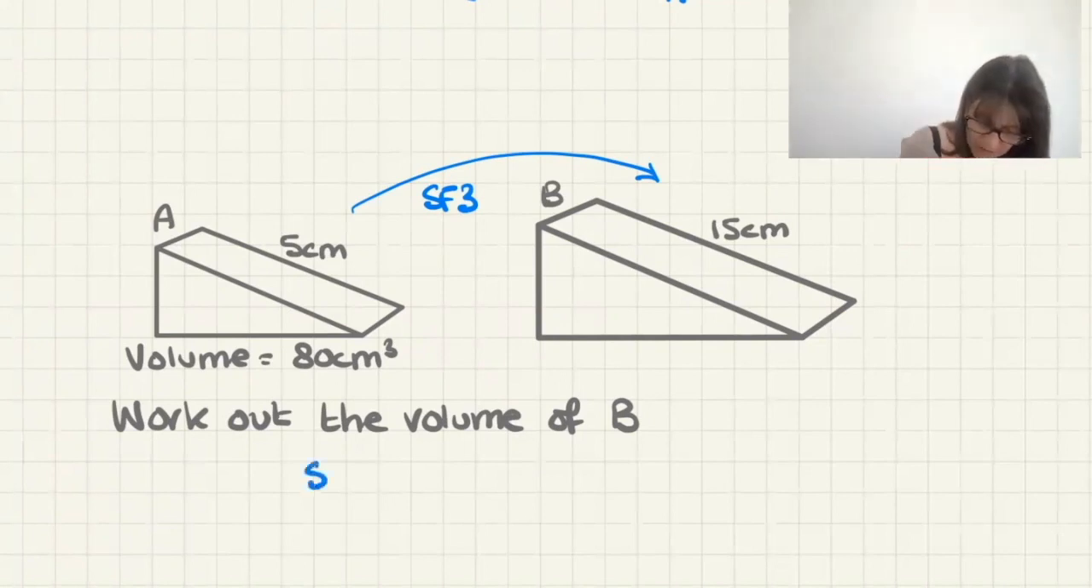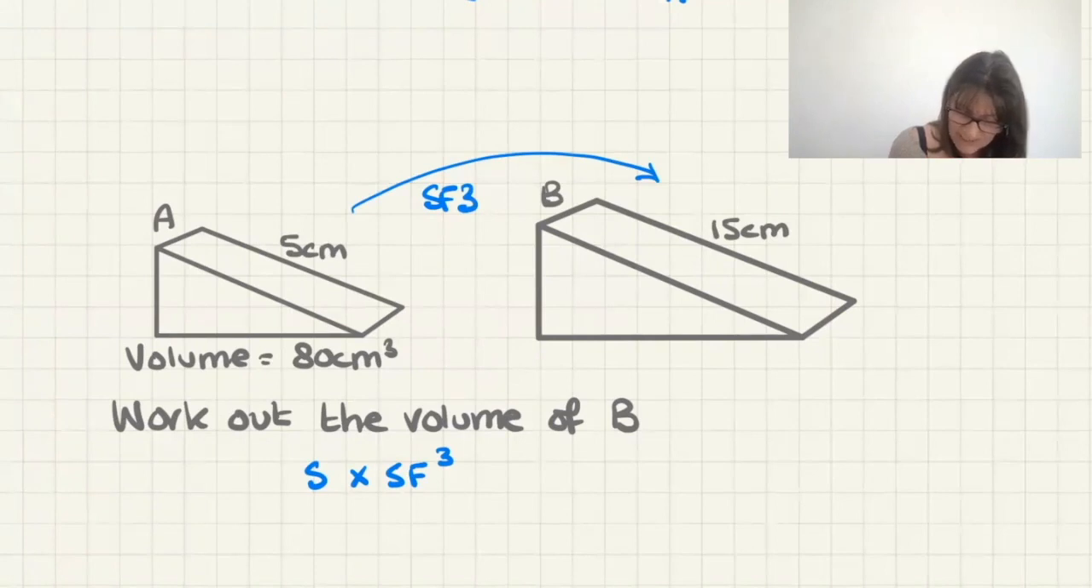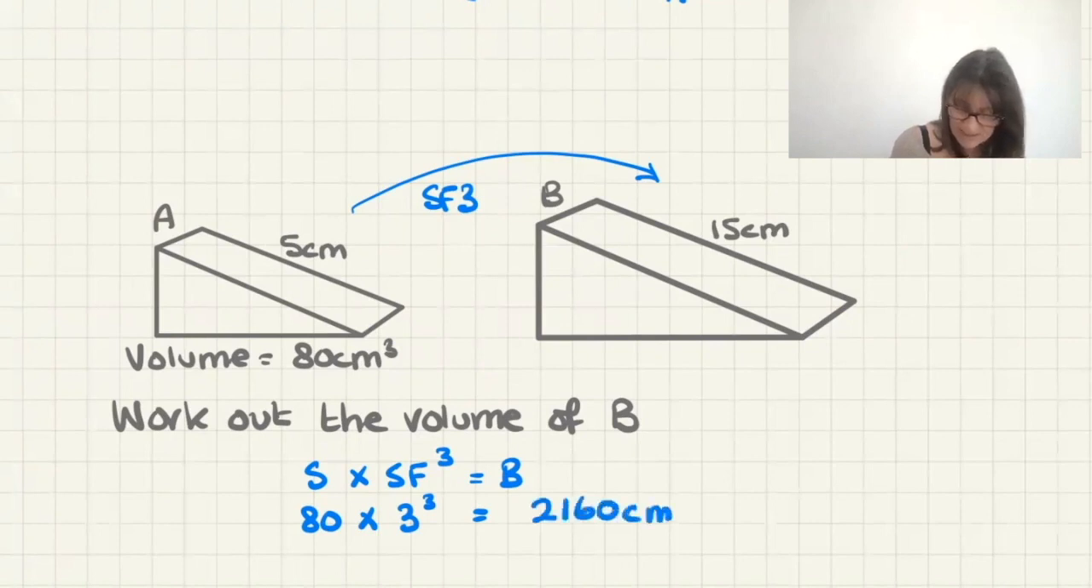Now, my small times scale factor cubed. We are now working in 3D shapes, so I've got my little 3 on the scale factor. So small times scale factor cubed is equal to big. I know the small is 80. I know the scale factor is 3, so that's going to be 3 cubed. And when I put that in my calculator, which is basically 80 times 27, I get 2,160 centimeters cubed. And if you got that right, well done. It really was just making sure you put the right power on the scale factor for that one.